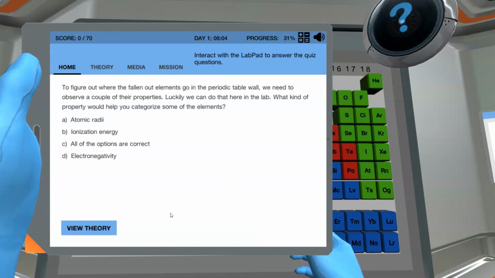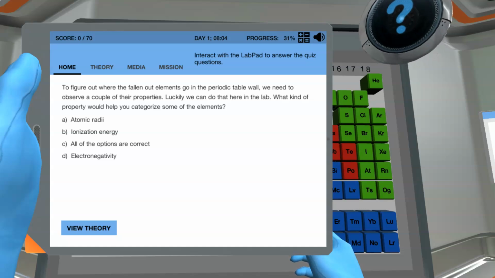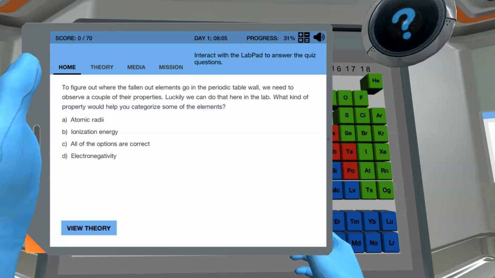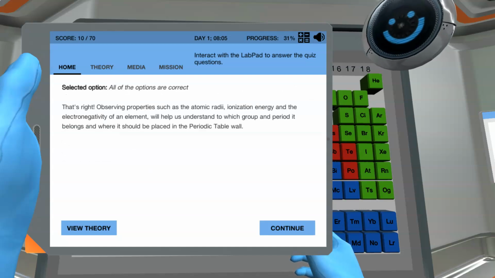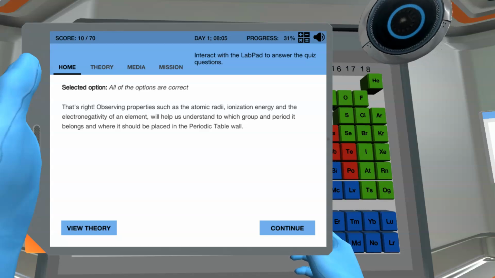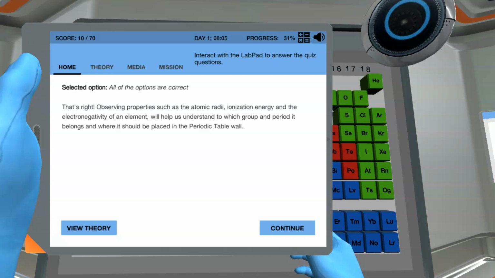To figure out where the fallen out elements go in the periodic table wall, we need to observe a couple of their properties. Luckily we can do that here in the lab. What kind of property would help you categorize some of the elements? That's right. Observing properties such as the atomic radii, ionization energy and the electronegativity of an element will help us understand to which group and period it belongs and where it should be placed in the periodic table wall.